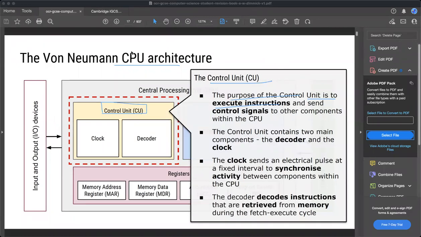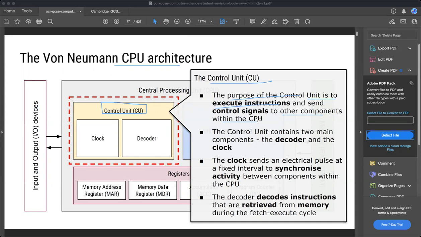Okay, so now we are going to discuss the von Neumann architecture in detail. And we started with the control unit first. So basically the purpose of the control unit is to execute instructions and send control signals to other components within a CPU. Like the name suggests, control unit. So definitely this unit controls the activity, or it controls the flow of instructions in our CPU.